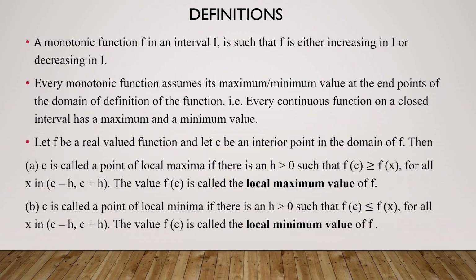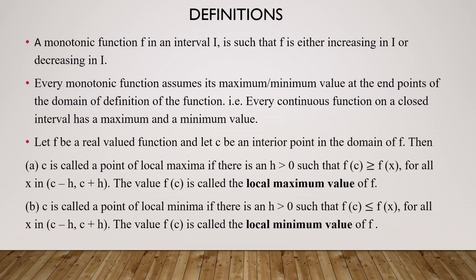Some other definitions. A monotonic function f in an interval I is such that f is either increasing in I or decreasing in I. Correct? That means it is either increasing or decreasing. Every monotonic function assumes its maximum or minimum value at the endpoints of the domain of definition of the function. That means every continuous function on a closed interval has a maximum and a minimum value.